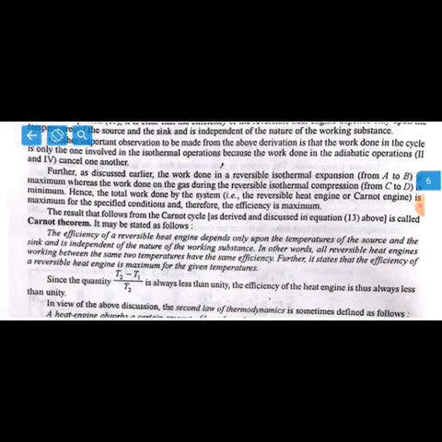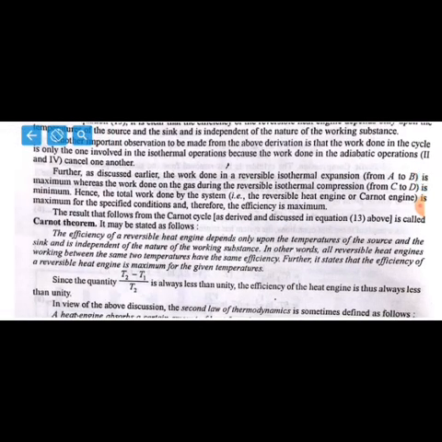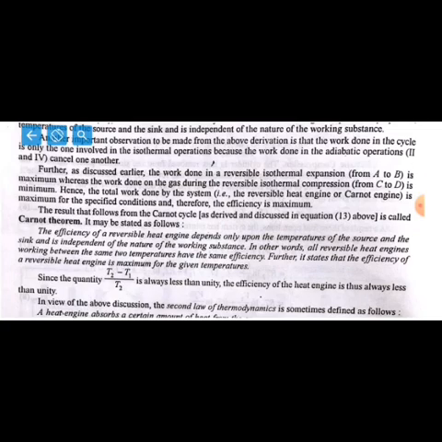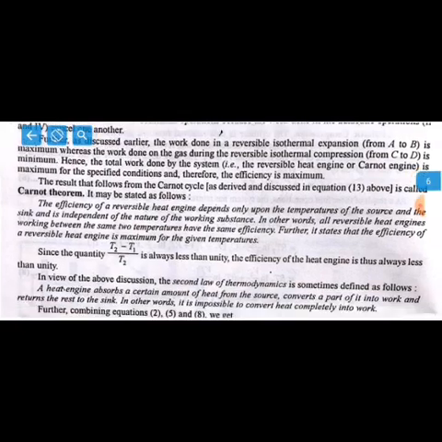The result that followed from the Carnot cycle as derived and discussed in equation 13 above is called the Carnot theorem. It may be stated as follows. The efficiency of a reversible heat engine depends only on the temperature of the source and the sink, and is independent of the nature of the working substance. In other words, all reversible heat engines working between the same two temperatures have the same efficiency. Further, it states that the efficiency of a reversible heat engine is maximum for the given temperature. Since the quantity (T2 minus T1) divided by T2 is always less than unity, the efficiency of the heat engine is thus always less than unity.